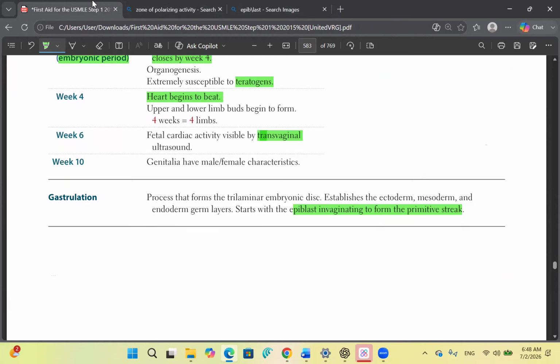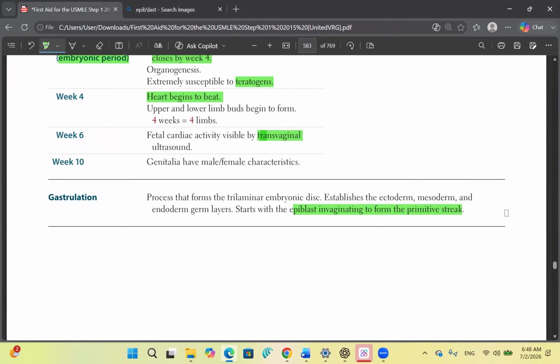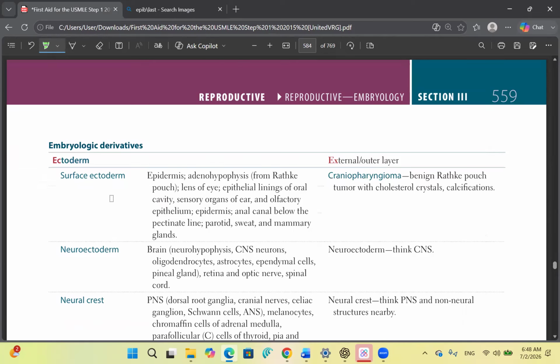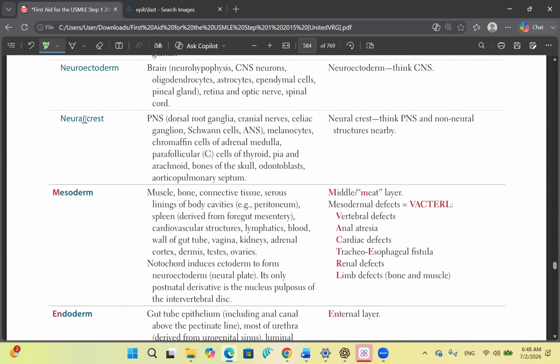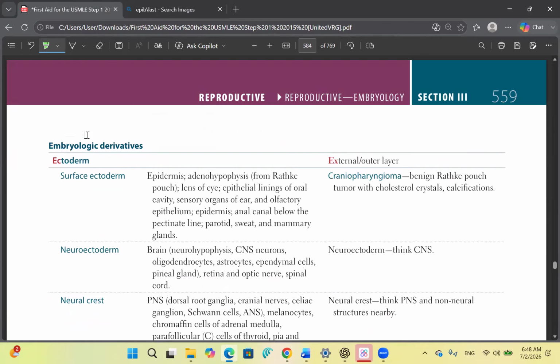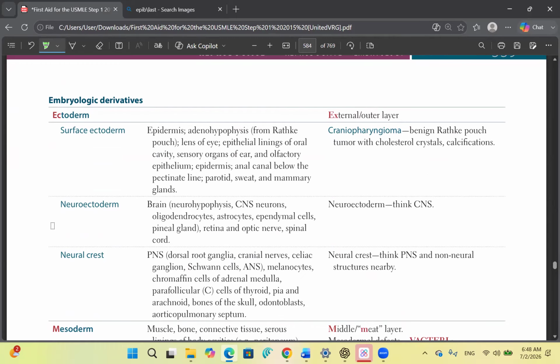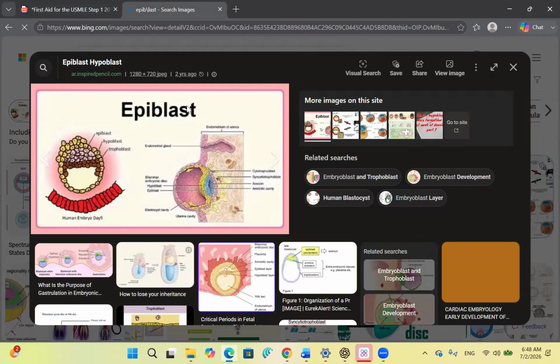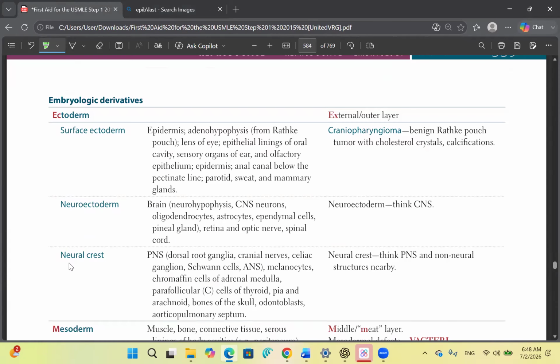And when the epiblast invaginates to form the primitive streak, it causes the initiation of gastrulation. The embryonic germ layers are ectoderm, mesoderm, and endoderm. Ectoderm has further been divided into surface ectoderm, neuroectoderm, and neural crest cells. So there is the epiblast, the hypoblast, and the trophoblast. The epiblast invaginates inwards, and this forms a primitive streak up here, which causes the initiation of gastrulation.